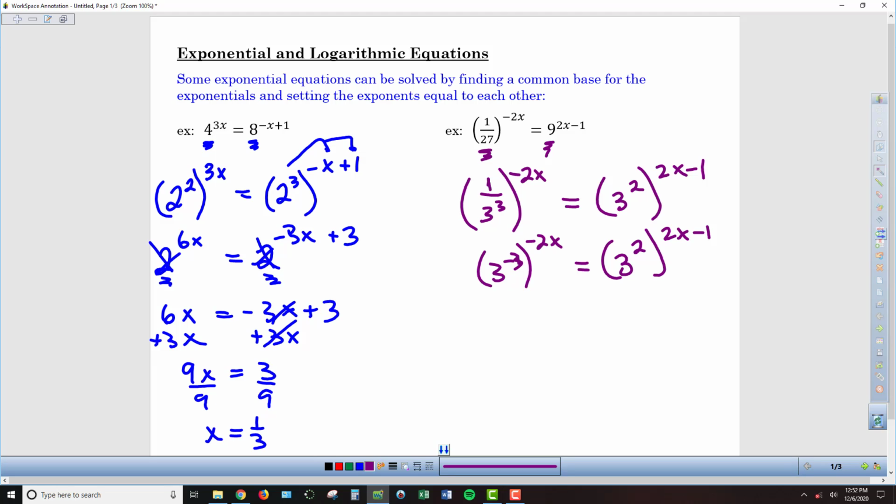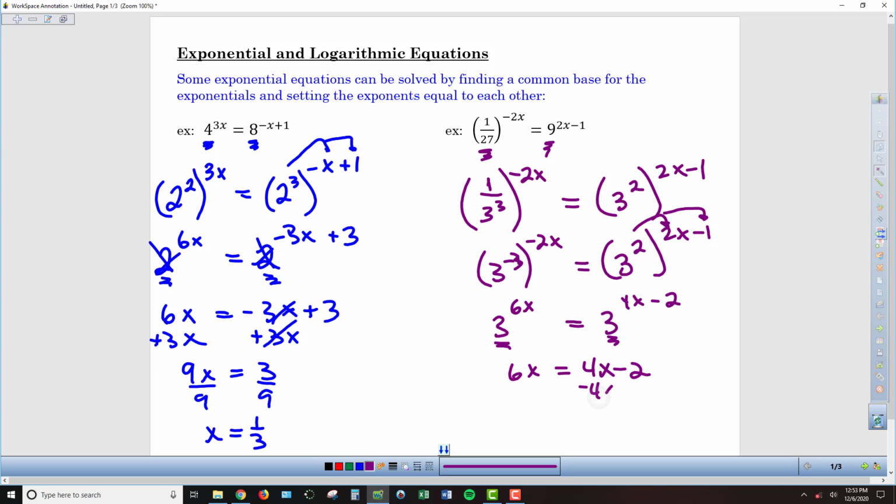So now at this point we're ready to go ahead and multiply these exponents together on both sides, raising a power to a power. So over here on the left we're going to end up with 3 to the 6x, and then on the right we're going to end up with 3, again, little distributive property, to the 4x minus 2. And so now that I've got the two bases the same, I can set the exponents equal to each other. So I end up with 6x equals 4x minus 2.